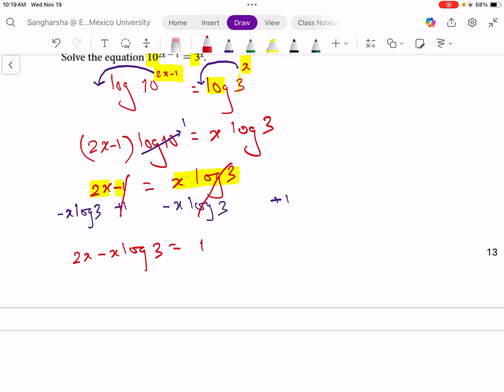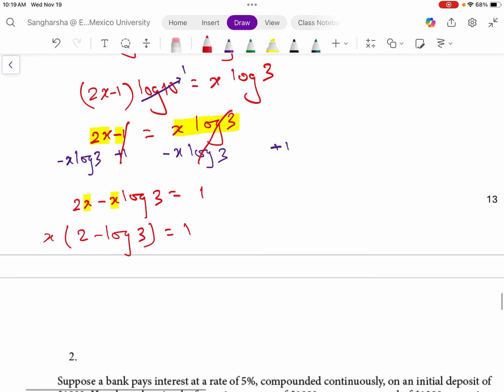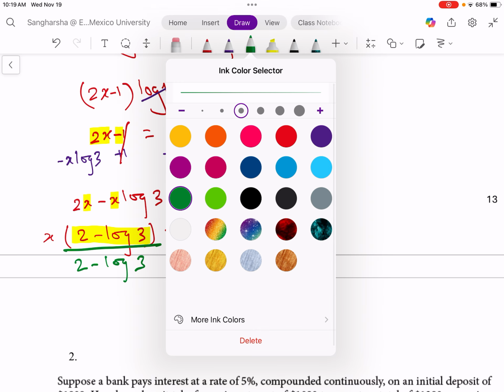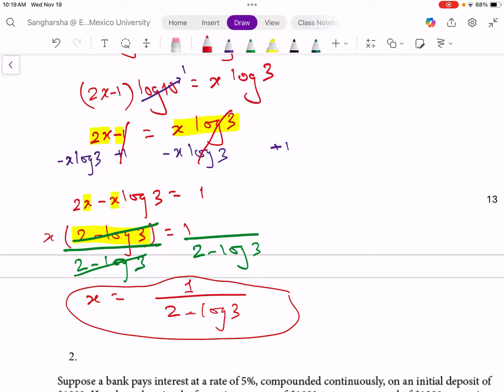We have to make our x by itself. Now what would be our next steps? How can we solve it? So we have x here, we have x here, right? So we can factor out x, and we have 2 minus log of 3 times x equals 1. Now let's get rid of 2 minus log of 3 by dividing both sides by 2 minus log of 3. So this and this cancel. So our x is 1 over 2 minus log of 3. And this is the solution. This is the value of x.